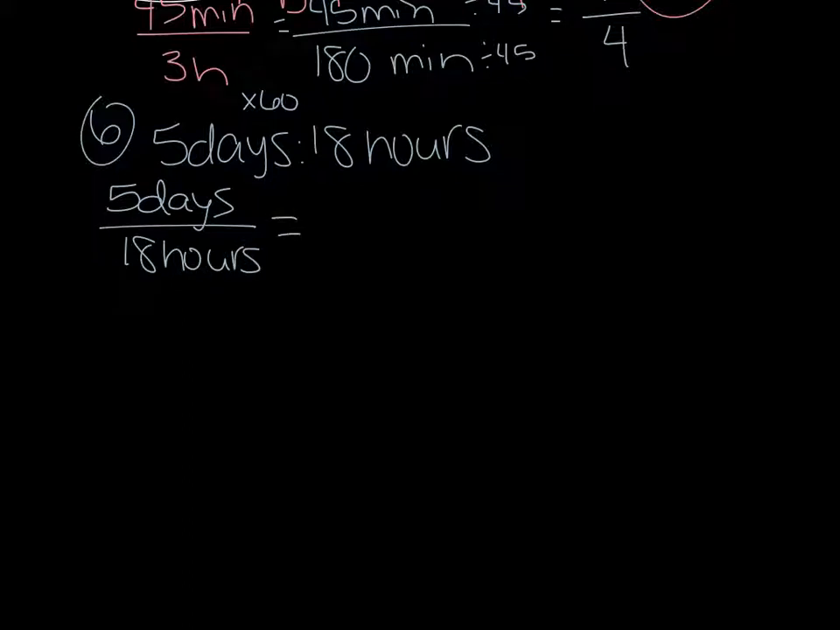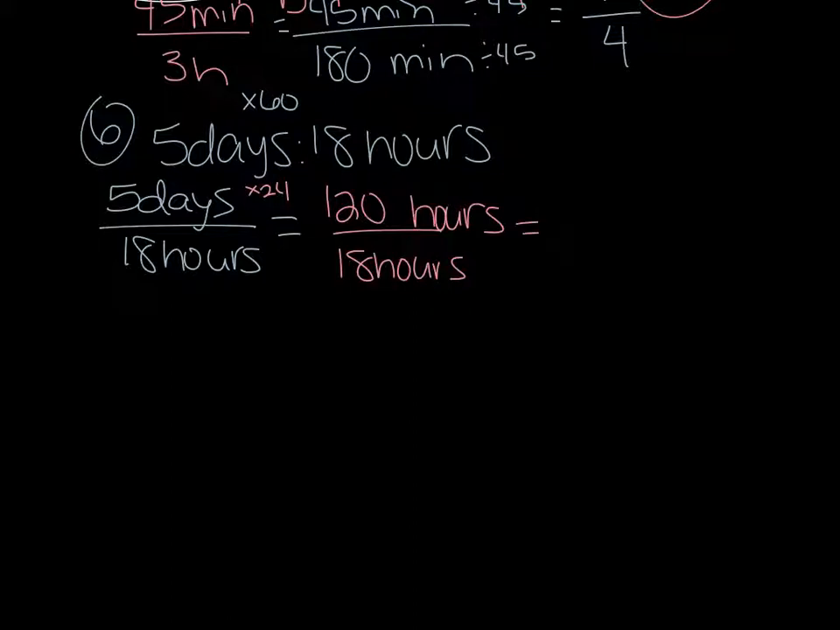I need to change them to the same unit. So take your larger unit, change it to the smaller one. What is my larger unit here? The days. So that 18 hours stays 18 hours. So I need to change days into hours. How many hours are in a day? 24. So 5 times 24 gives me 120. So now my ratio that I need to simplify is 120 over 18.